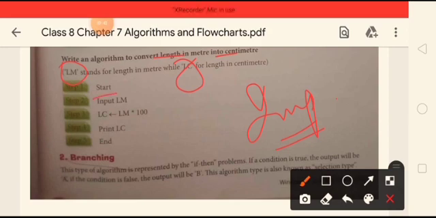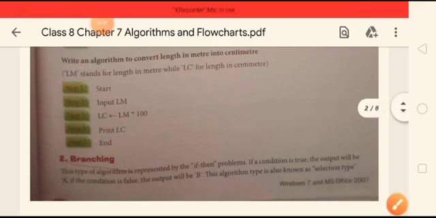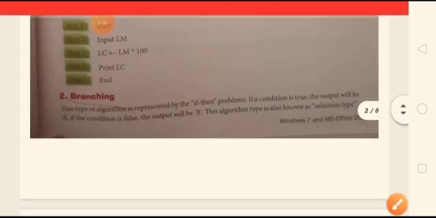So first step is start, then we have to input LM. Input LM मीन्स क्या है, हमको यूज़र से लेंथ लेनी है मीटर में, उसके बाद हमको उसको कन्वर्ट करना है. तो कन्वर्ट कैसे करना है, रिज़ल्ट हमको LC में स्टोर करना है, that is length in centimeter. तो कैसे होगा, मीटर वाले को 100 से मल्टीप्लाई कर देंगे तो जो भी आंसर आएगा वो LC में जाकर स्टोर हो जाएगा, फिर हम प्रिंट करवा देंगे LC को, then our algorithm ends. So this was the step of converting length in meter into centimeter.